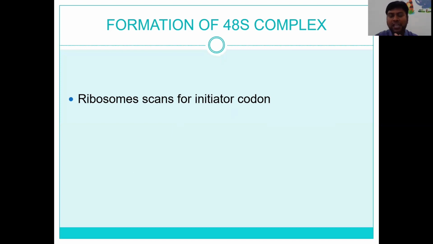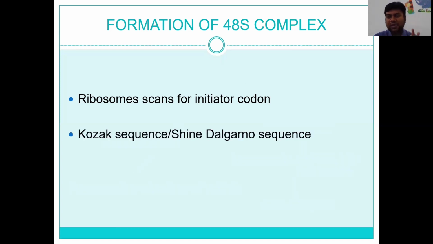Usually this AUG codon, or the initiator codon, will be found within the Kozak sequence in eukaryotes and in the Shine-Dalgarno sequence in prokaryotes. These are purine-rich sequences which give the landmark for our initiator codon. In eukaryotes, this initiator codon will be found close to the Kozak sequence, whereas in prokaryotes it will be found close to the Shine-Dalgarno sequence. Once the ribosome finds the AUG codon, it will stop there.